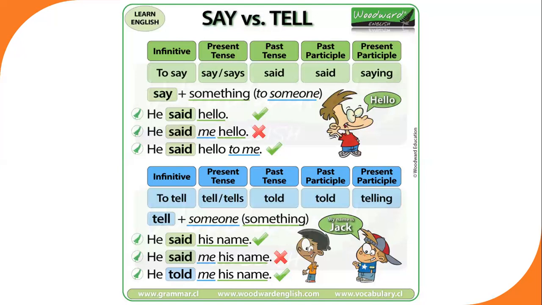I will write the example. He told his mom something, right? In this case, the sentence is correct. He told his mom something. This is correct, all right? So be careful with the use of say and the use of told. All right?